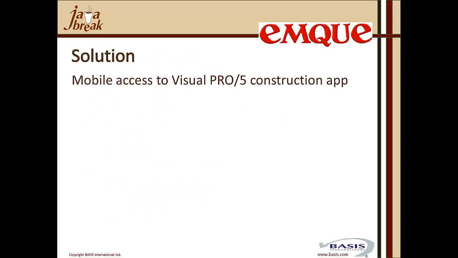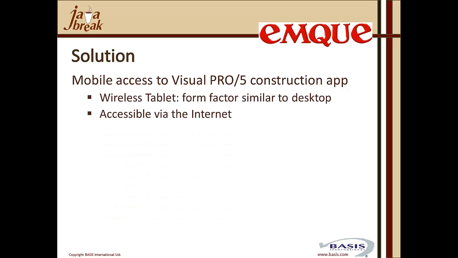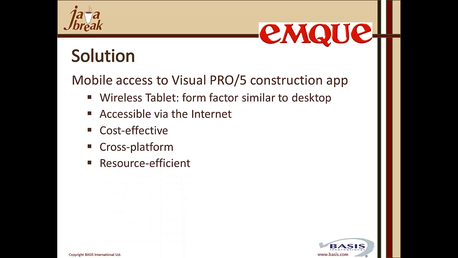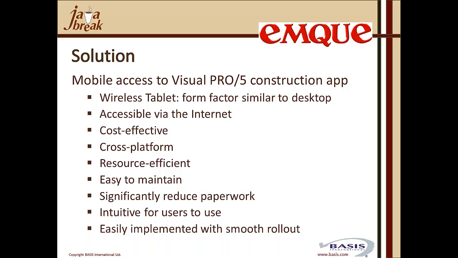So the solution is to have mobile access to their Visual Pro 5 construction app back in the administration office. They're able to do this with the wireless tablet, with the iPad in their case. Form factor is not too dissimilar to the desktop. Of course, the interface is now not through a mouse, but via touch, but accessible via the internet. It's cost-effective, cross-platform, resource-efficient, easy to maintain, delivering significantly reduced paperwork, and intuitive for the users to use, and easily implemented with a smooth rollout via the iPad application through the BUI functionality with Basis technology.